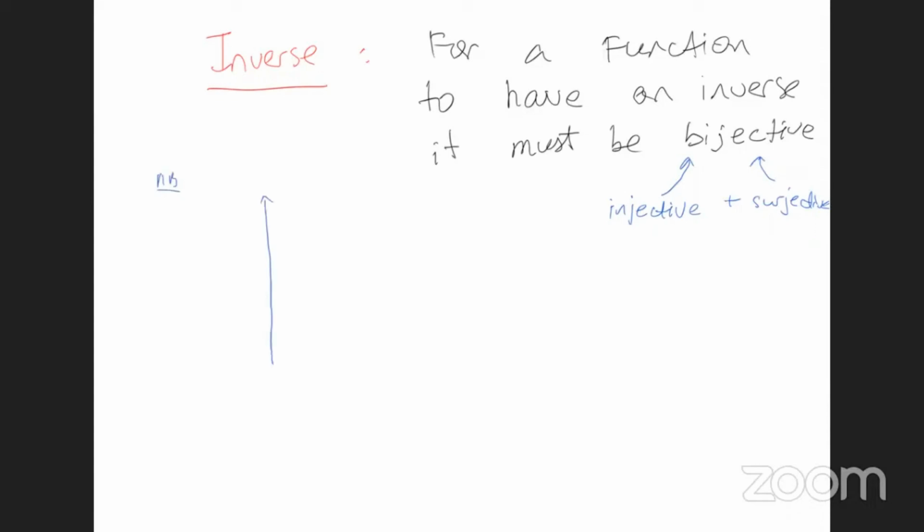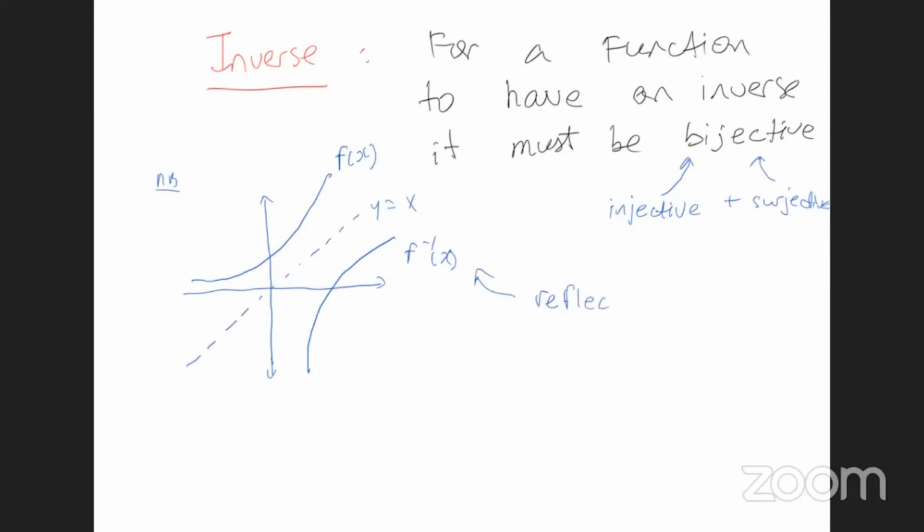What's the geometric relationship between the inverse and f of x? If I give you a function f of x, then its inverse is the reflection in the line y equal to x. So f inverse x is the reflection of f of x in the line y equal to x. All right. Anybody remember this?